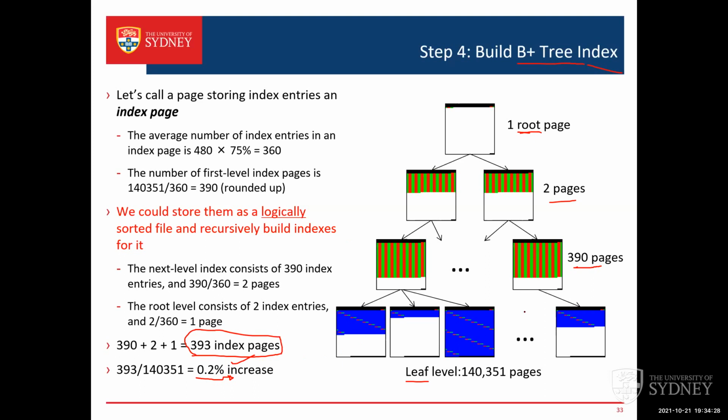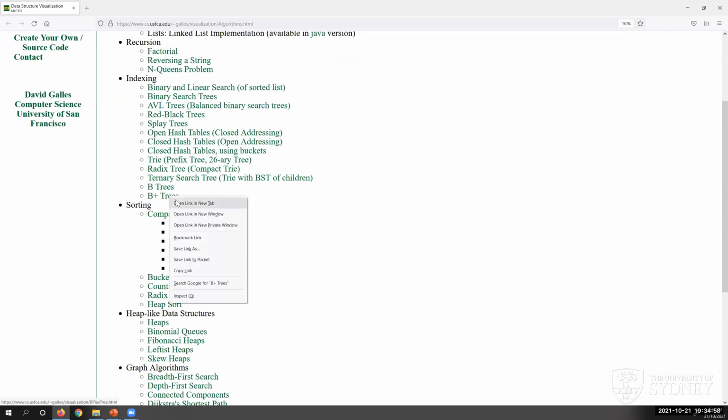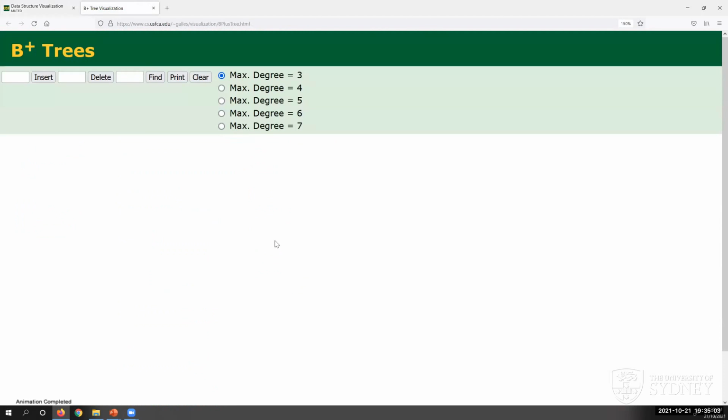But how does this help us, or how do we calculate this? This was probably not a good example, but I will show you something you can try yourself. I'll share this link later with you. Here they have visualizations for many data structures. We talked about linear search and binary search, you can see those. Today we are only talking about the B plus tree. So the B plus tree is here, and this is what I will show you.